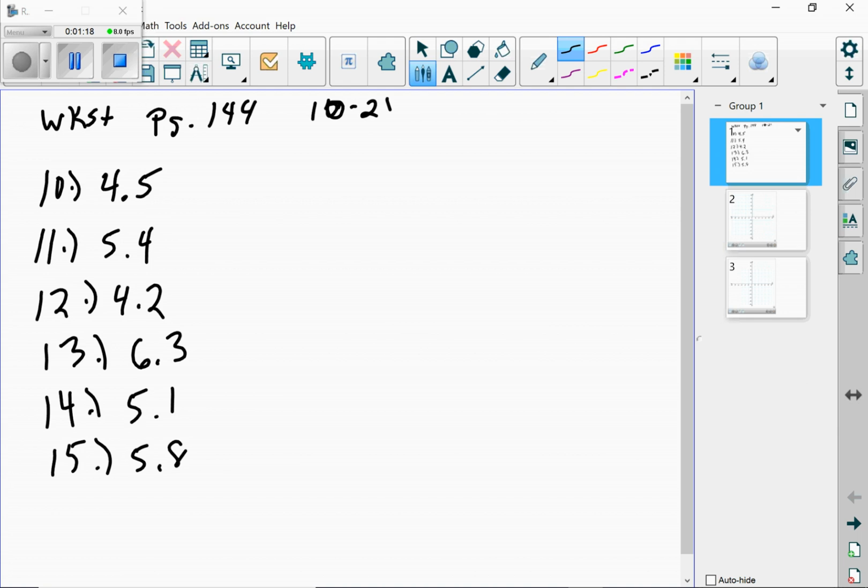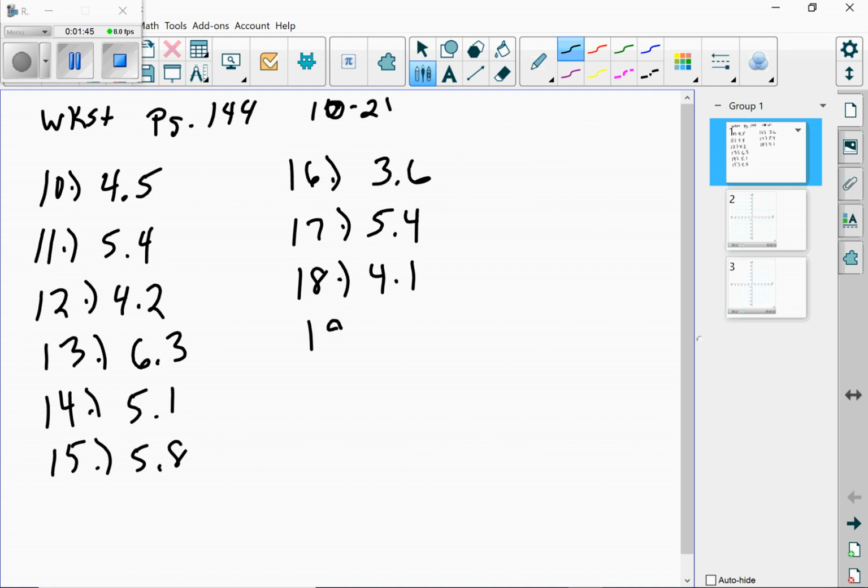That first set of problems, the first six, had a graph drawn, and what you had to do was count the blocks. It's not much difference. If you're doing your own graph paper, you had to draw it either way, right? On 16, you're just given the points. You had to graph them on your paper. 3.6 is the answer on 16. 17 is 5.4. Number 18, I got 4.1 units. 19, 7.6 units.